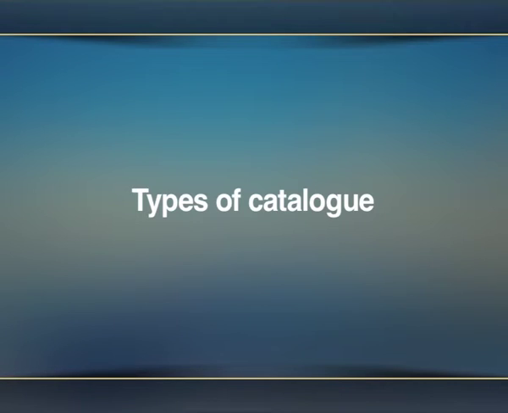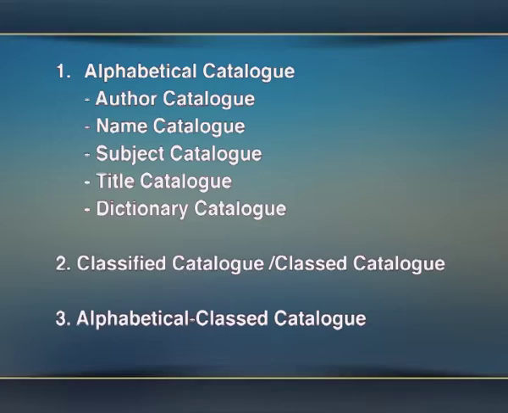The publisher catalog does not follow a standard code. That is also one of the major differences between the library catalog and the publisher catalog, because it varies. Hardly is there a publisher catalog which follows the standards. So, now you understand the different types of catalog. We can have an alphabetical catalog on the basis of author, name, subject or title catalog. We can also have a dictionary catalog, a classified or class catalog, and an alphabetical class catalog. These are the different types, and in a separate session you will understand how they vary from each other.